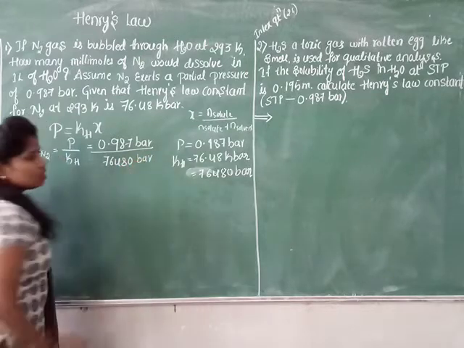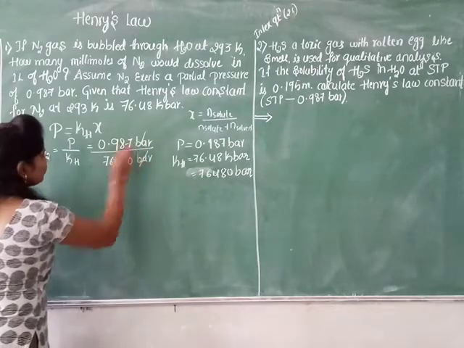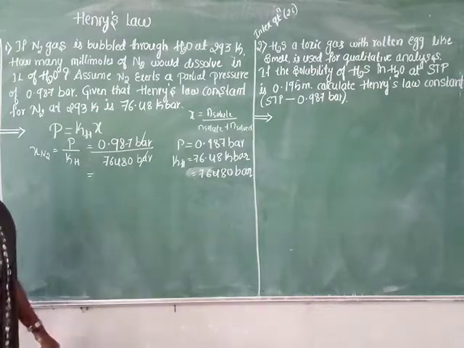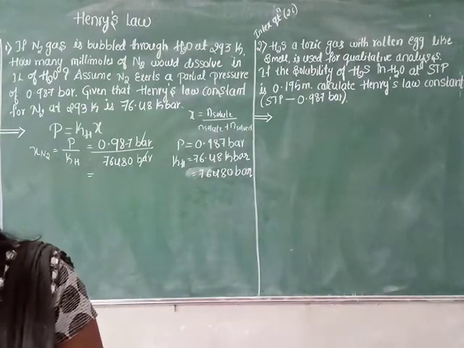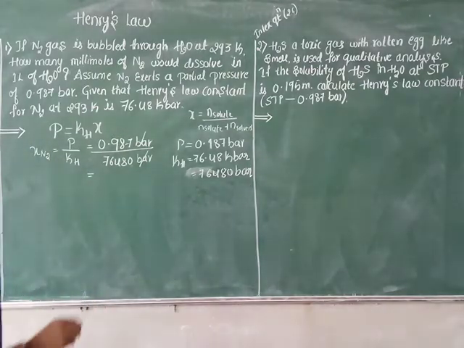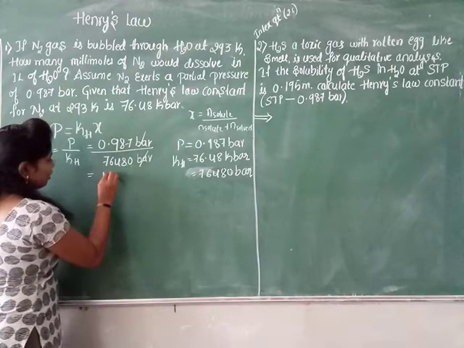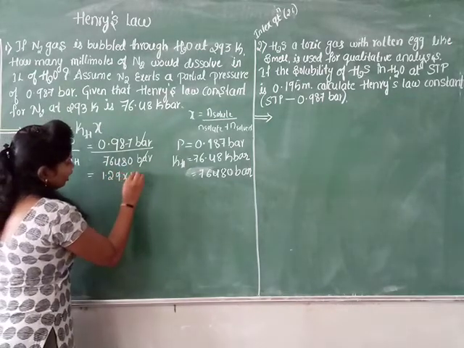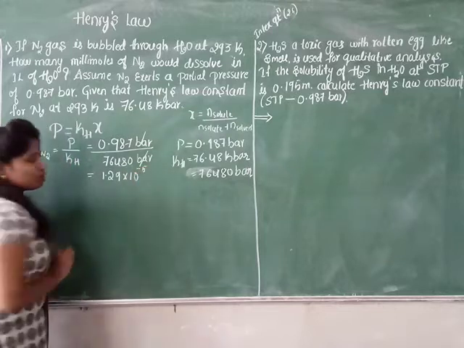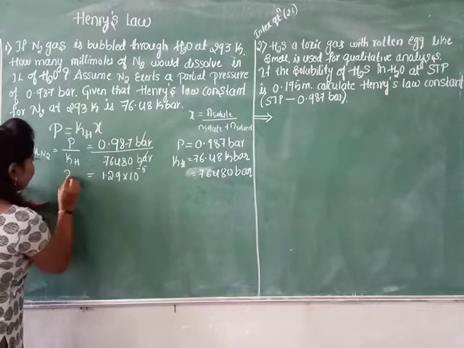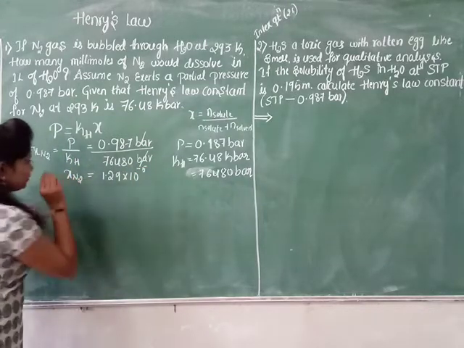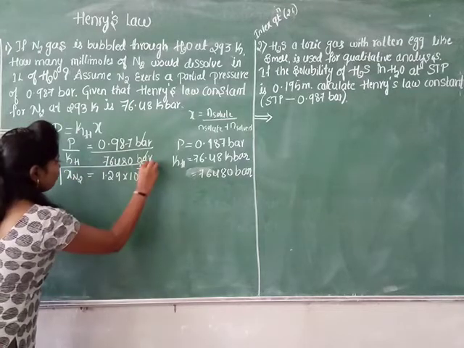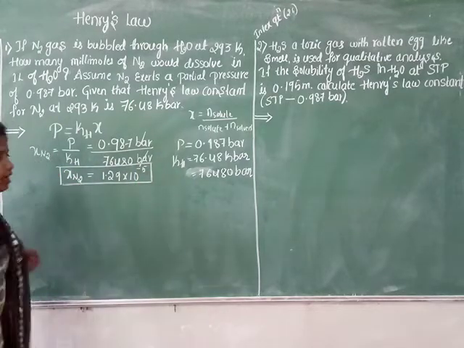76,480 bar. So bar and bar get cancelled. This ratio will be how much? 1.29 into 10 to the power minus 5. So this is the mole fraction of nitrogen gas. So this is the value of mole fraction of nitrogen gas.